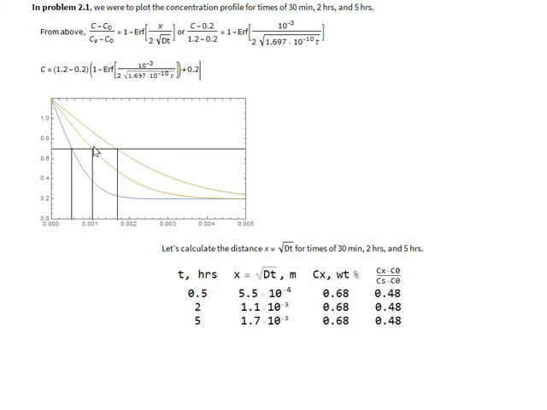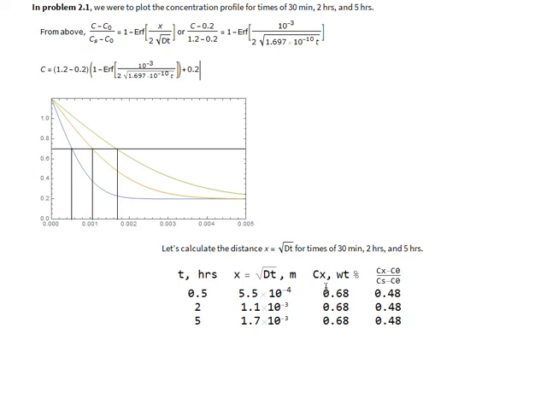This would be a good measure, for example, for case hardening. If you wanted to know the case hardening depth at, say, 30 minutes, you could do a quick x equals square root dt, and you would get this depth here, 5.5 times 10 to the minus 4, and that would correspond to where you've increased your concentration from the bulk to about halfway to the surface. The same goes for the characteristic lengths for the 2 hour and 5 hour case.